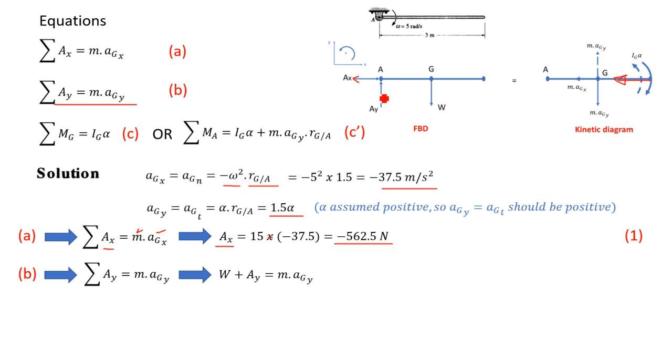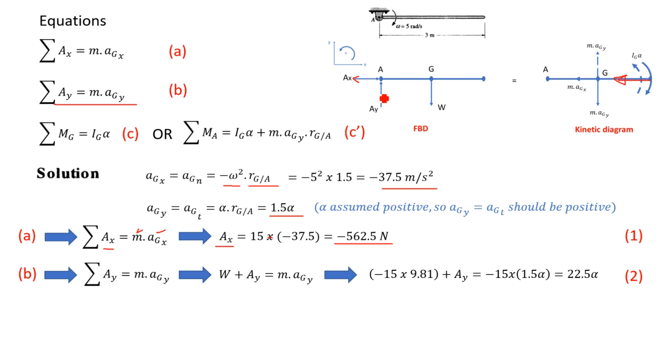So, in that case, we are going to have the W, which is negative 15 multiplied by 9.81. That's the W, plus the A_Y, which is unknown. It's going to be equal to the mass, which is 15, multiplied by 1.5 alpha, which is the acceleration a_GY. So we can write down this equation, and then we're going to solve it to find the relation that will tell me what A_Y is in terms of alpha. So next I need to find the alpha, and then again find the value for A_Y.